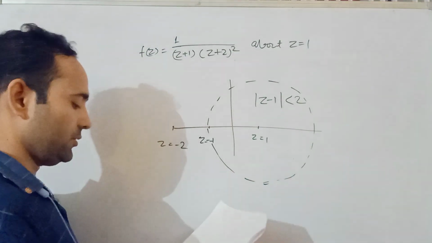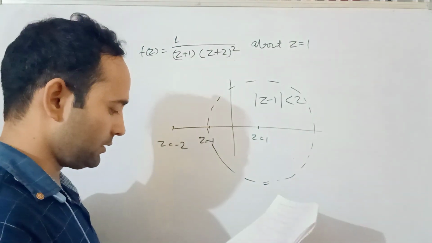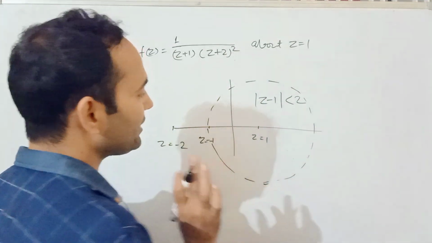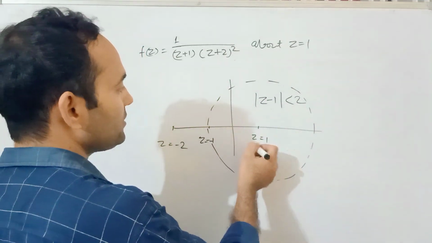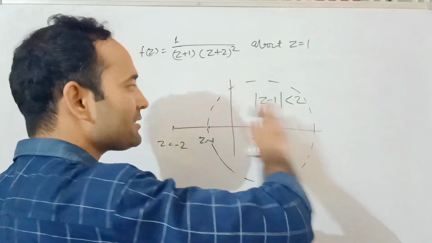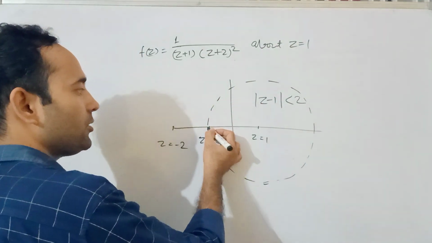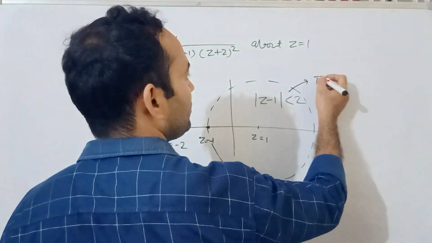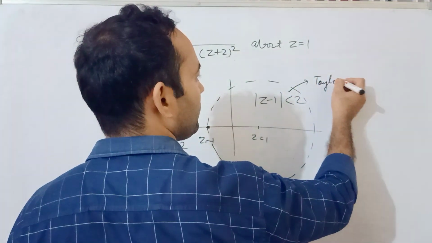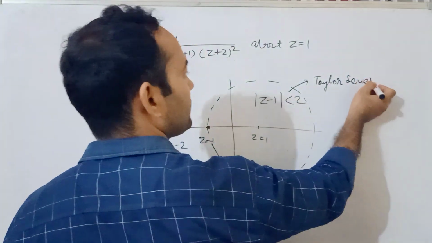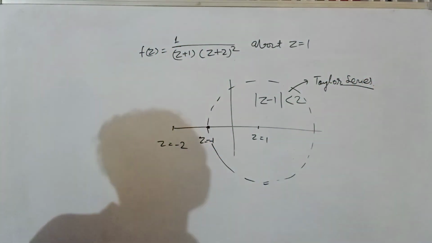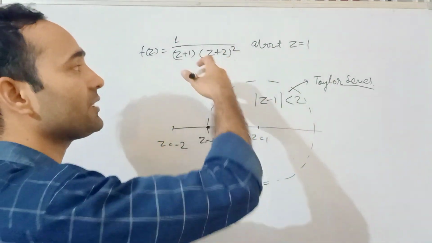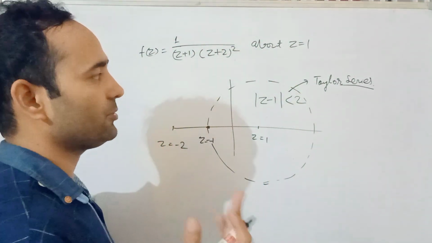Yes, mod of z minus 1 less than 2. What does it mean? It means you are inside this circle, so you have not included z equal to minus 1. For this region you can have a Taylor series expansion. I am not going to cover that in this video, because you can easily do it by putting into the formula or using the binomial expansion.